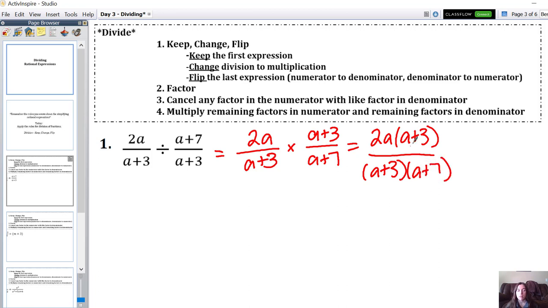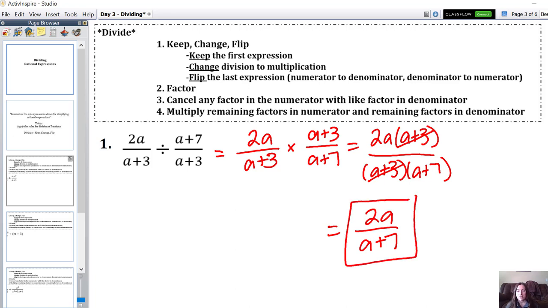Notice on the top and bottom we have the same factor of a plus 3. And anytime we have a fraction, we want to keep it as simplified as possible. So we're going to simplify this by getting rid of that factor, because a plus 3 over a plus 3 is just 1, right? Any number divided by that same number is 1. So this just becomes 2a over a plus 7. That would be our final answer here because this is as simplified as it gets.